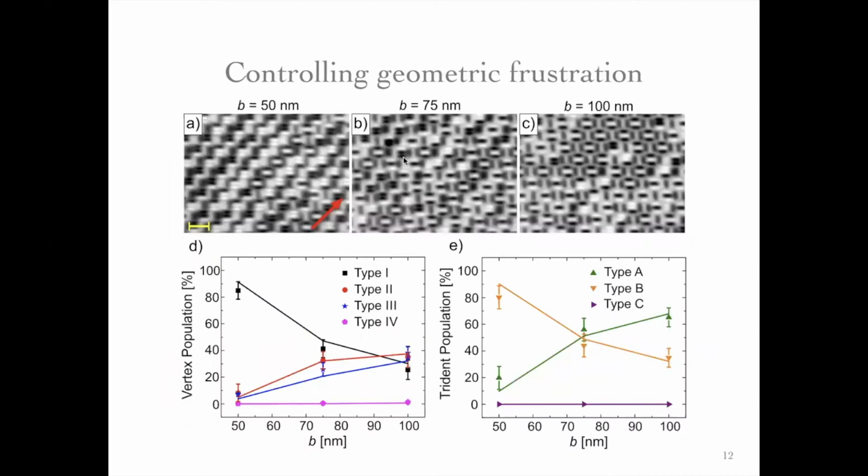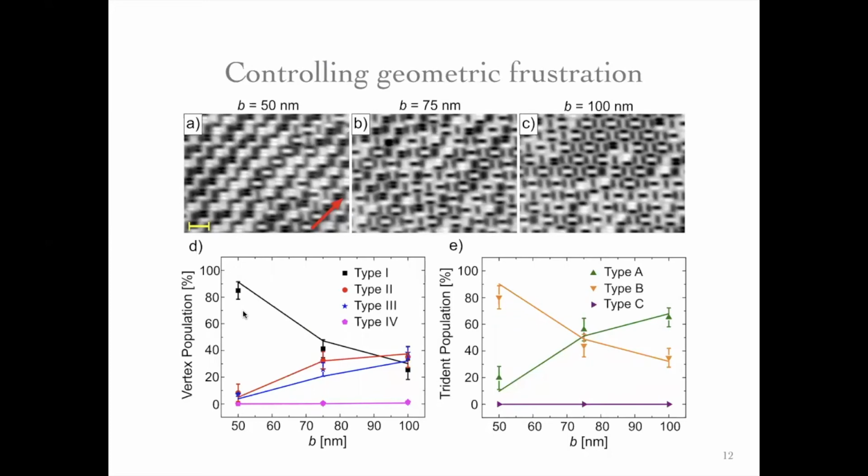Here, this middle picture corresponds to B being equal to 1.5 times A, so when the interactions are balanced. And we can see that as we increase B from left to right, we go from an ordered picture to a disordered looking picture to a different ordered picture. And so we can classify that with our vertex populations and trident populations as before. The lines here are the simulation and the points are the experiment.